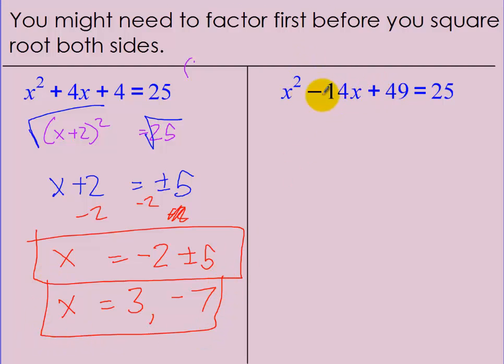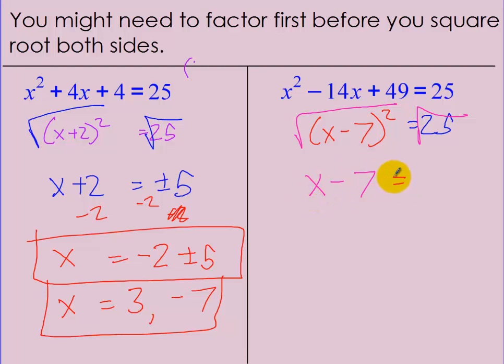All right, let's do the other one. This trinomial here can be factored to x minus 7 squared because it's going to be half of this number 14, and since there's a minus, it'll be a minus 7, equals 25. I'm going to square root both sides here. What's going to happen when you square root both sides? This is going to turn into x minus 7, and this is going to turn into plus or minus 5.